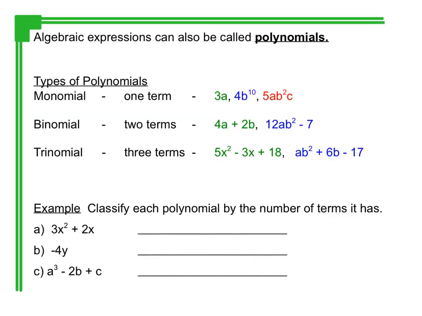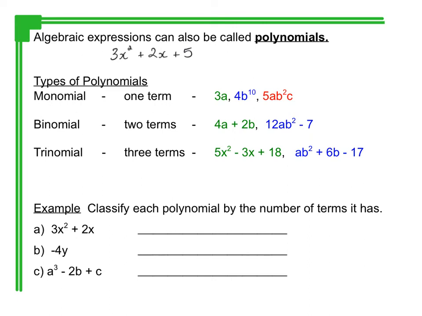So, a little bit more terminology. There's another word for algebraic expressions, and it's this word polynomial. It means the same thing. An algebraic expression, we just saw the example on the previous slide of 3x squared plus 2x plus 5 is an algebraic expression. It's also called a polynomial, okay? And there are different types of polynomials depending on how many terms are in the polynomial. So if a polynomial has just one term, it's called a monomial.